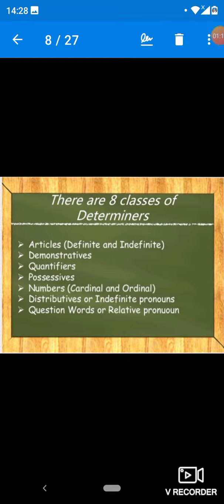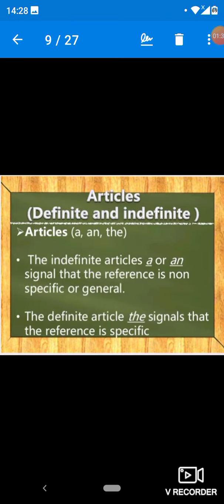Classes of determiners. There are 8 classes of determiners. Articles, which can be definite or indefinite. Demonstrative determiners, quantifiers, possessives, and numbers. Numbers can also be divided into 2 parts, cardinal and ordinal. Distributives or indefinite pronouns, and question words or relative pronouns.